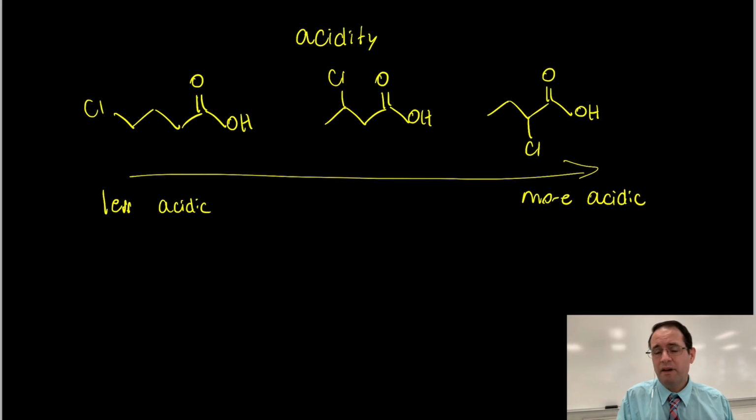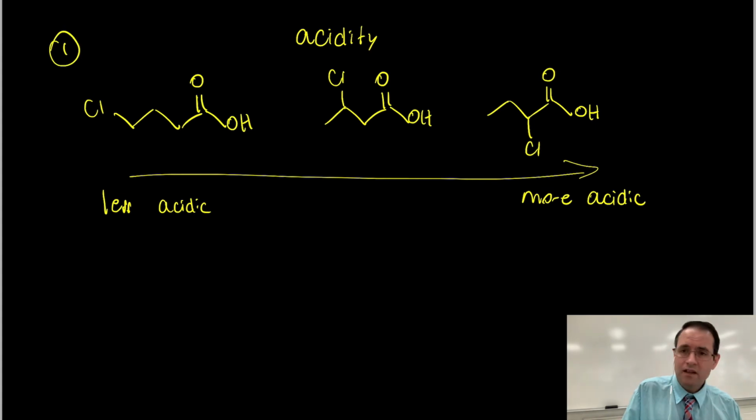The analogy I used back in chapter 2 was if you have a vacuum cleaner, it's going to work better if you're right on the dust bunny than if you're kind of farther away, okay? So the chlorine that's further away is not really going to affect the acidity of the functional group carboxylic acid very much, okay? So that's rule number 1. And so I'm reviewing chapter 2 right now. You could probably just skip the rest of the video if you know this stuff.